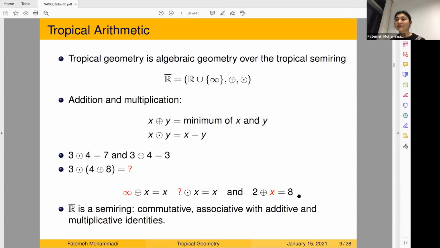Okay, and then you see that this number doesn't exist, because then I have to take the minimum of 2 and some other number and get 8 back, right? Which is not possible. So that just tells me that there is no subtraction here. So like 8 minus 2 doesn't exist. Okay, so that's why it's not a ring, so it's a semi-ring. But you see that, if you do this example again, you see that it's associative with additive and multiplicative identities.